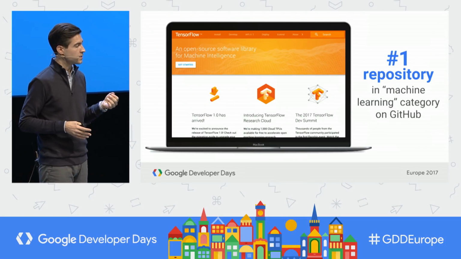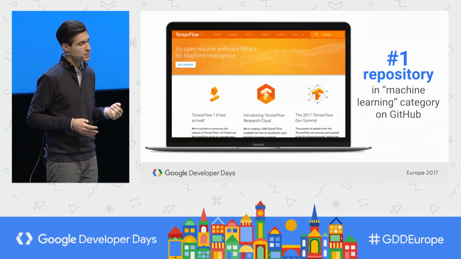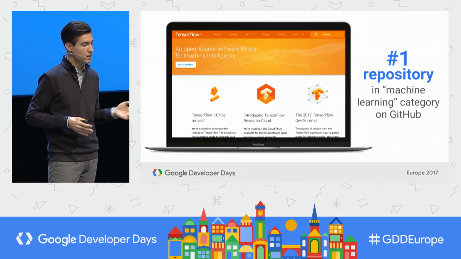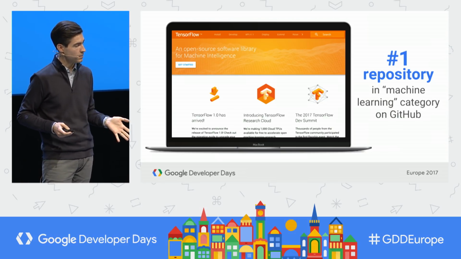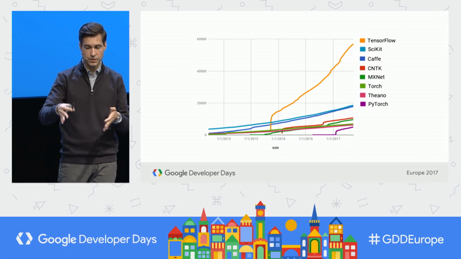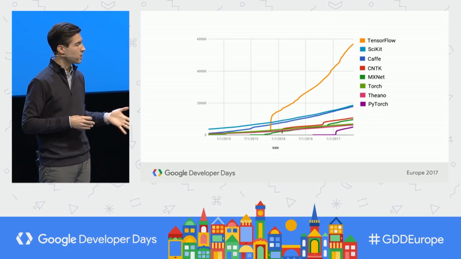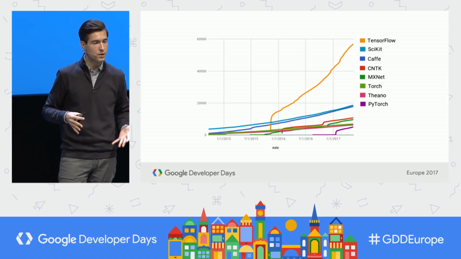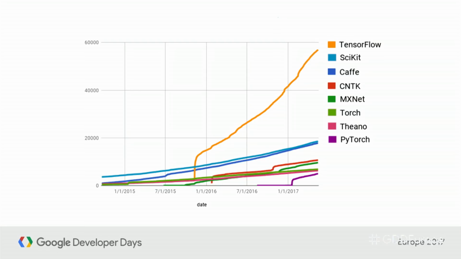TensorFlow, since its release, has been the number one machine learning repository on GitHub. And it's really been incredible to see the adoption since it was released. This chart shows the number of stars on GitHub since it was launched. And the last time I checked, it was, I think, over 68,000 at this point.